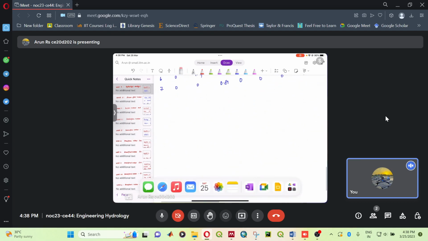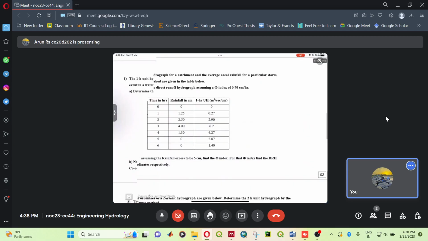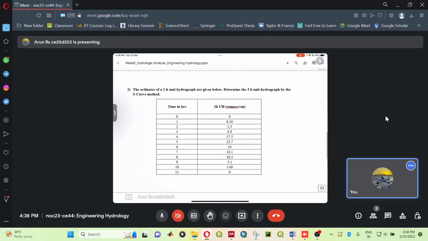Okay, let's move on to the next question. So next question is related to the S curve method. So in this, the ordinates of a 2-hour unit hydrograph is given. Now we need to determine what is the 3-hour unit hydrograph by the S-curve method. So here we use the S-curve method to derive the unit hydrograph, which is not an integral multiple of the given unit hydrograph. That is, here we are given 2-hour unit hydrograph and 3 is not a multiple of 2.